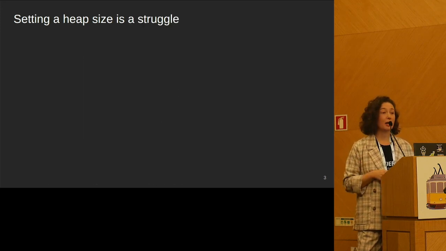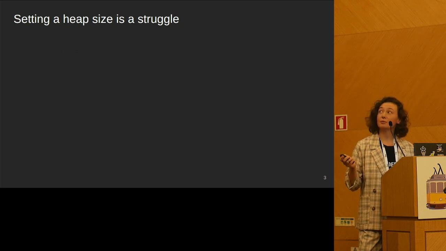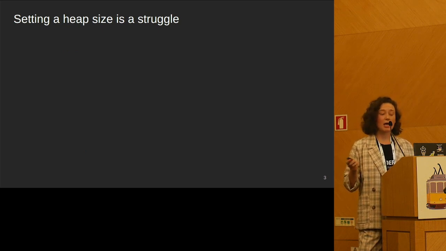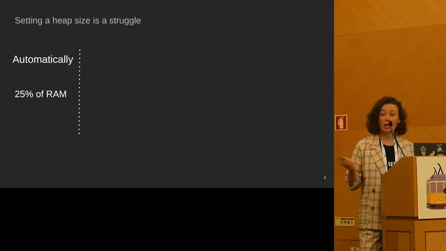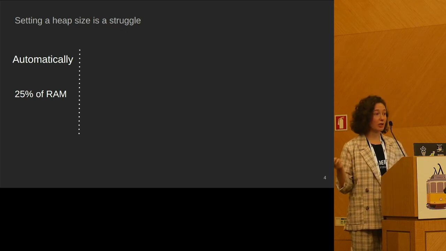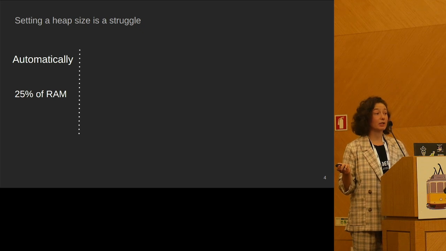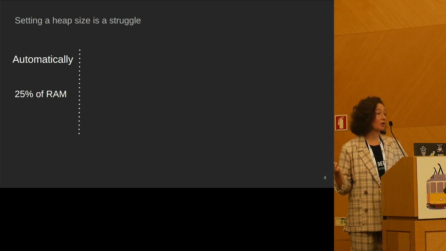However, setting up a memory heap size is a struggle. There are a couple of things you can do about it. You can go with the automatic approach, and your JVM will give you 25% of the available RAM on your machine. You can imagine that it's definitely too much for a hello world program. At the same time, your program can crash if it's not enough.